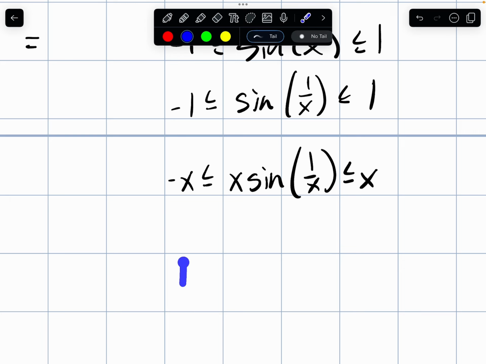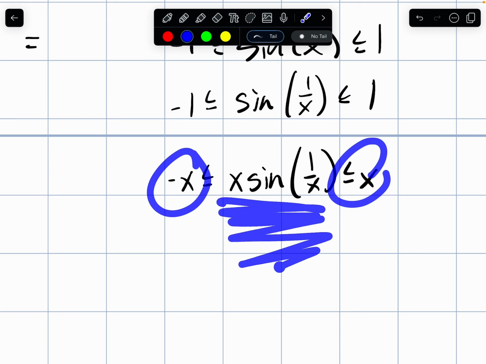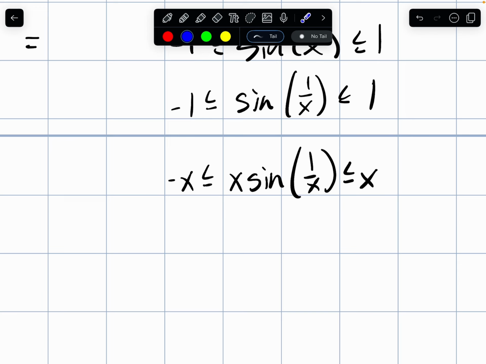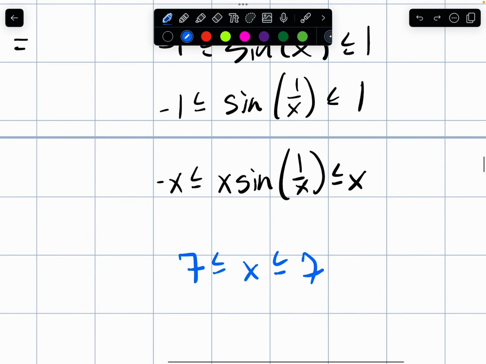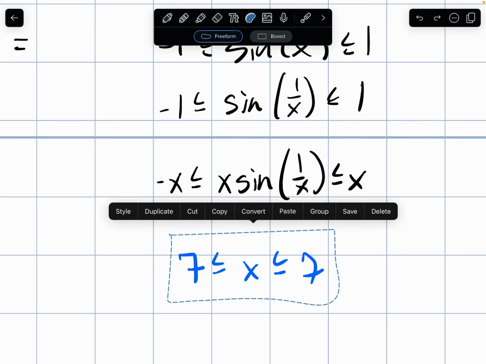Now, if the limit of this and the limit of this are the same thing, I know that has to equal this one in the middle, because it's like saying this. If I say 7 is less than or equal to x, which is less than or equal to 7, I know that x has to be 7. It's got to be a number bigger than or equal to 7 and less than or equal to 7. So it's just got to be 7.